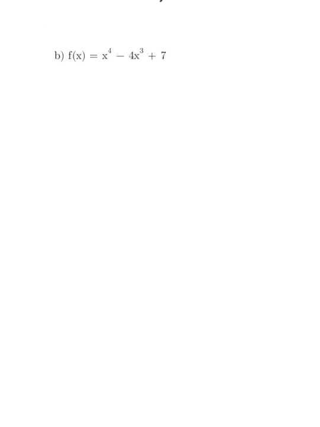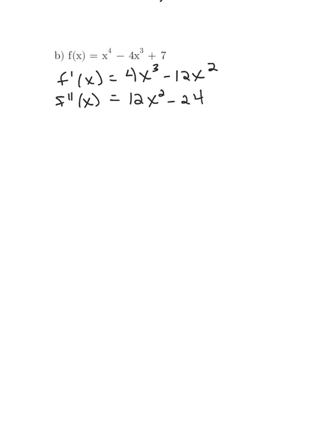For our second example, we have the function x to the fourth minus 4x cubed plus 7. Again, we need to go straight to the second derivative. So the first derivative is 4x cubed minus 12x squared, which means that the second derivative will be 12x squared minus 24x. Set this equal to 0.